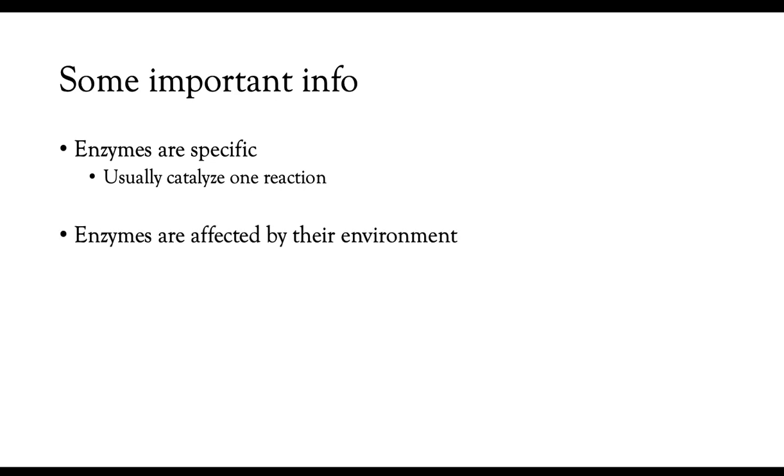Enzymes are going to be affected by their environment. If you make sure to read through chapter 2.4, there's a lot of different conditions that will affect how rapidly an enzyme works or completely prevent it from working, including temperature and pH, as well as a number of other factors.